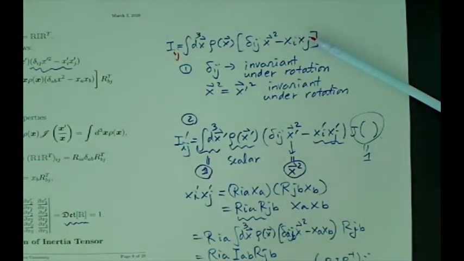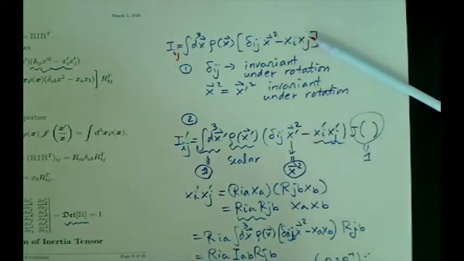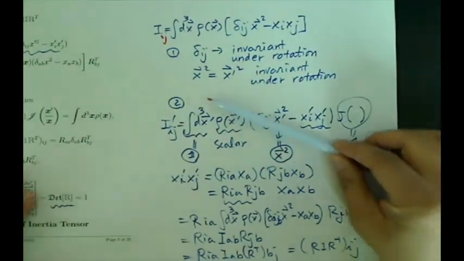If we substitute x_i prime, then x_i is R_ij multiplied by x_j prime. In a similar manner, the product x_i x_j is transformed into x_i prime and x_j prime like that. This is the result. All right.